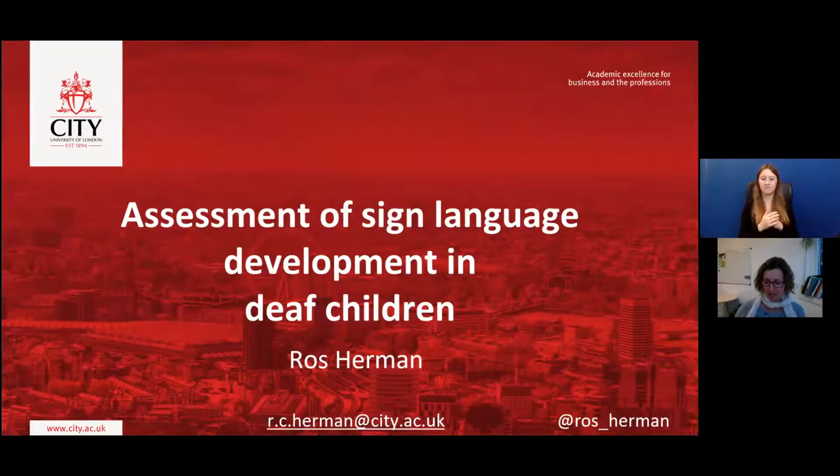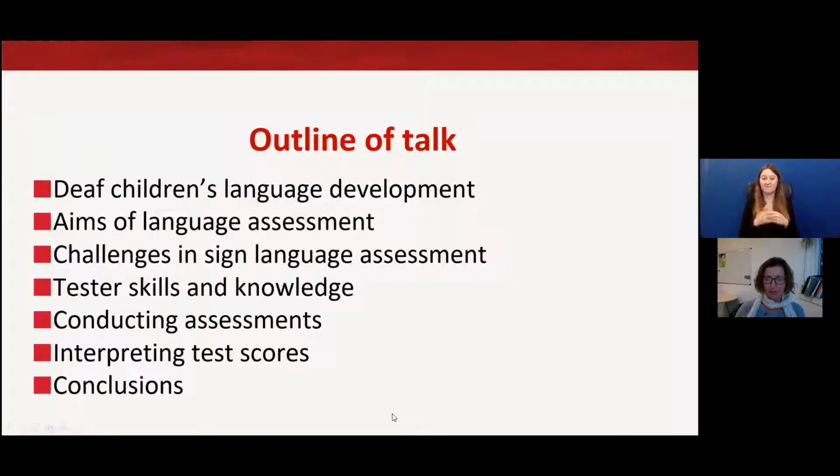So let's kick off. These are the topics I'm going to be talking about. I'm going to say a little bit about deaf children's language development, but primarily because I want to think about what the aims of language assessment need to be. I'm going to talk about some of the challenges in sign language assessment, the skills that testers need in terms of knowing how to conduct assessments, but especially in understanding what test scores mean. Because conducting assessment is one thing, actually trying to make something meaningful out of that, in particular, supporting deaf children as a result of that in the right way is another skill, which is very important.